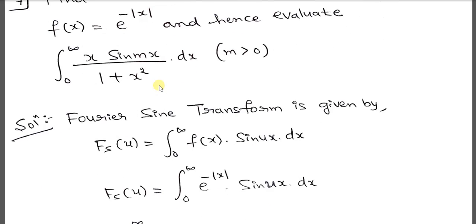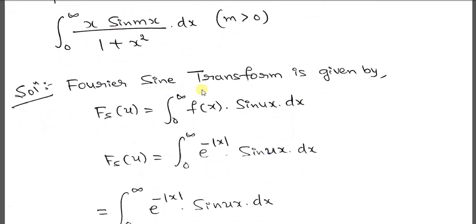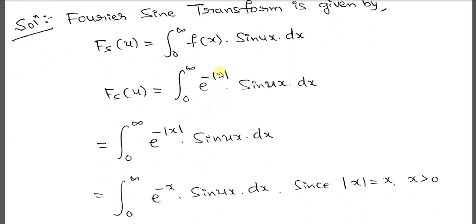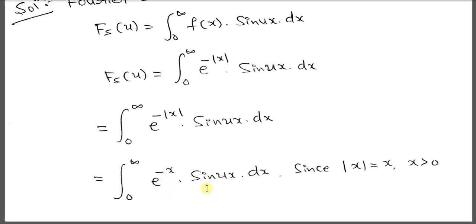So write down the formula. The Fourier sine transform is integration 0 to infinity f of x into sine ux into dx, and the value of f of x is e power minus of mod x. Since it is a mod term, we have to split. If x is negative, we have to take minus of x, but here x takes only positive values, right? 0 to infinity is the positive coordinate, so instead of mod x we can write x only. So it becomes e power minus x into sine ux into dx.